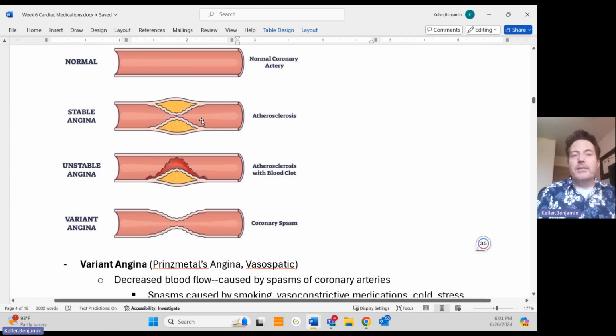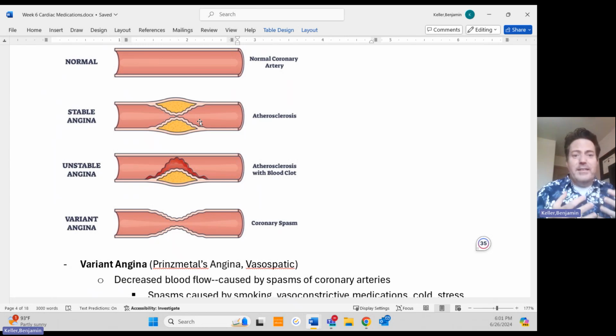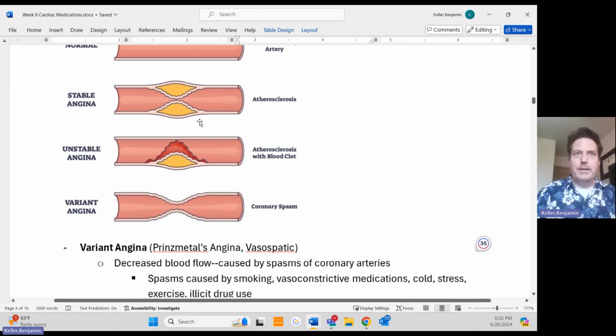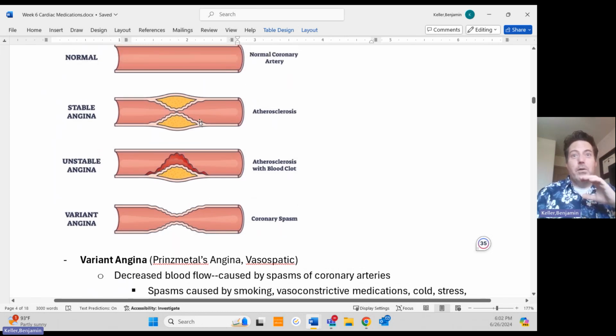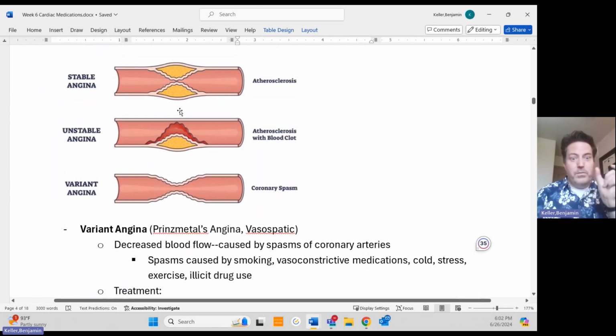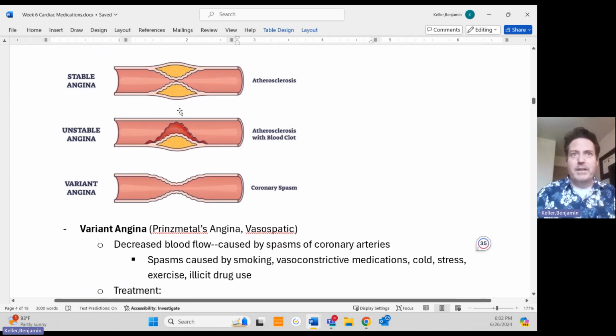So any arteriosclerosis can cause stable angina, and stable angina is, say you're walking and exercising and you start to get some chest pain. Then you call your doctor and they say, well, take some nitroglycerin. You put it on your tongue and it feels better in about 5 minutes. Well, that's because of what's released, and we'll talk about that in just a moment. But that's stable angina, and it's usually caused by a narrowing of the coronary arteries because of the garbage in the little blood vessels that are feeding your heart muscle.